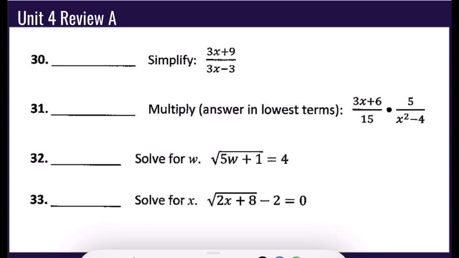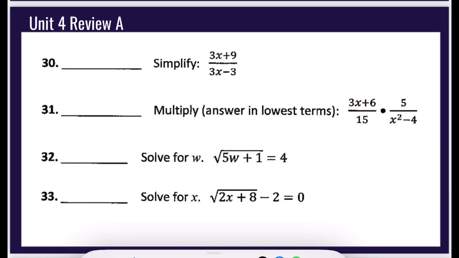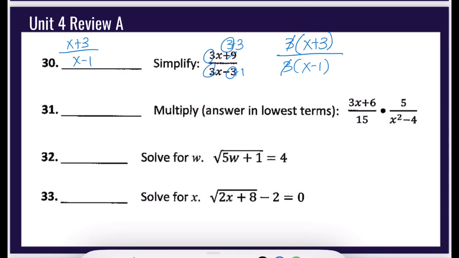3x plus 9, they both have a 3 in common. If I take this 9 and do 3 times 3, then I could pull one of those 3's out, and that would give me x plus 3 inside the parentheses. Same thing here, 3 times 1, I pull these 3's out, and I get x minus 1. Now I can cancel out those 3's, and my answer is simply x plus 3 divided by x minus 1.